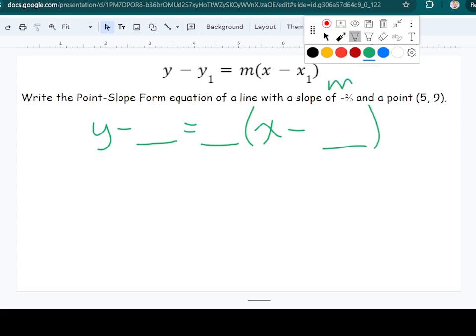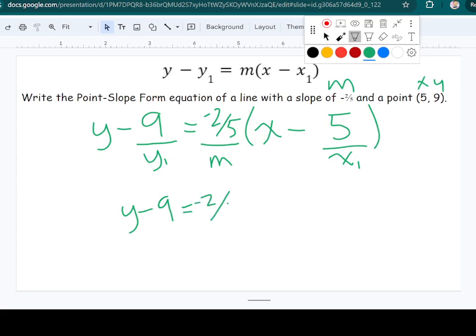So of course our slope is m. So m goes here. That is -2/5. y1 goes here. x1 goes here. Points are of course x first, then y. So this is 5 here, 9 here. So we end up with y minus 9 equals -2/5 times the quantity x minus 5.